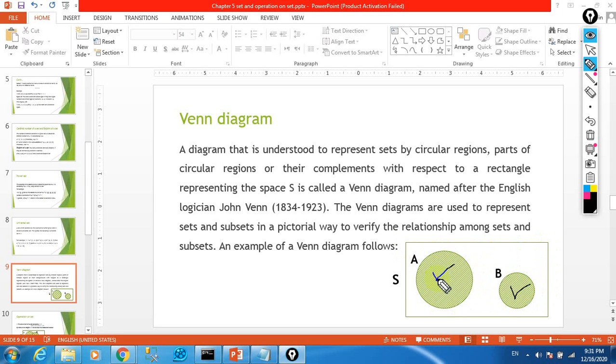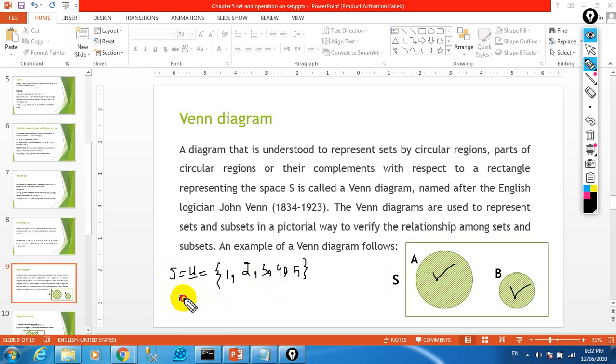So here this is set A and this is set B. So now what is meant by S? S will represent the universal set. We can say this is representing the space of the Venn diagram. For example, the universal set is 1, 2, 3, 4, or 5. So now this universal set, we can say is also represented by S, in the Venn diagram.